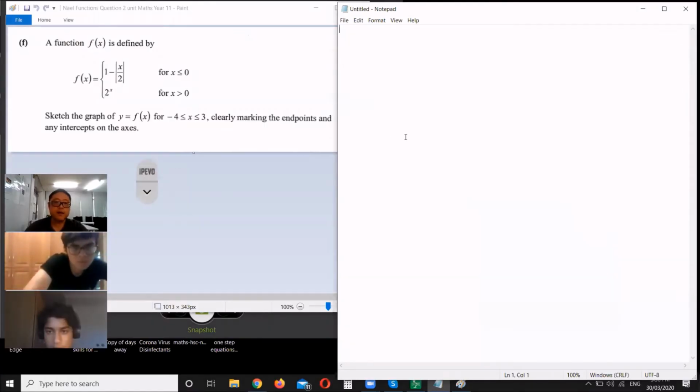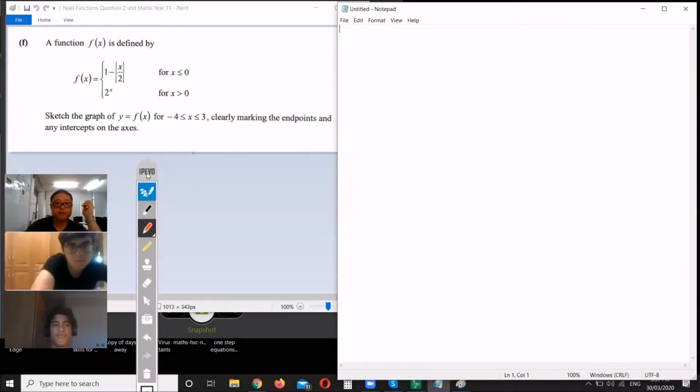So the question says a function f of x is defined by f of x equals 1 minus the absolute value of x on 2 for x less than or equal to 0, and 2 to the power of x otherwise. Sketch the graph of y equals f of x for the domain between -4 and +3, clearly marking the endpoints and any intercepts of the axis.